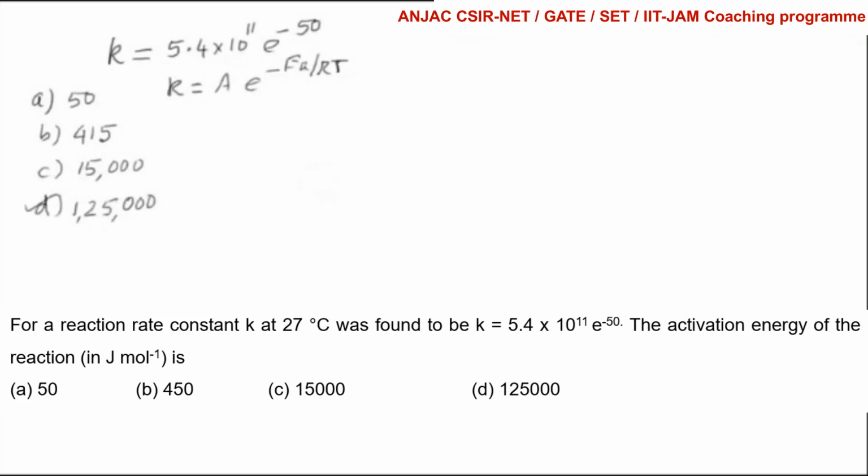Here now you compare. What is the value of A? The value of A is equal to 5.4 into 10 power 11. And what is the energy of activation? That is given by EA by RT, which is equal to 50. And what is the temperature given? 27. Therefore, EA is equal to 50 into 300, as 27 degrees centigrade is converted into Kelvin. And R should be in joule. Why should it be joule? Because the answer is given in joule. Therefore, multiply this and you will get the answer.